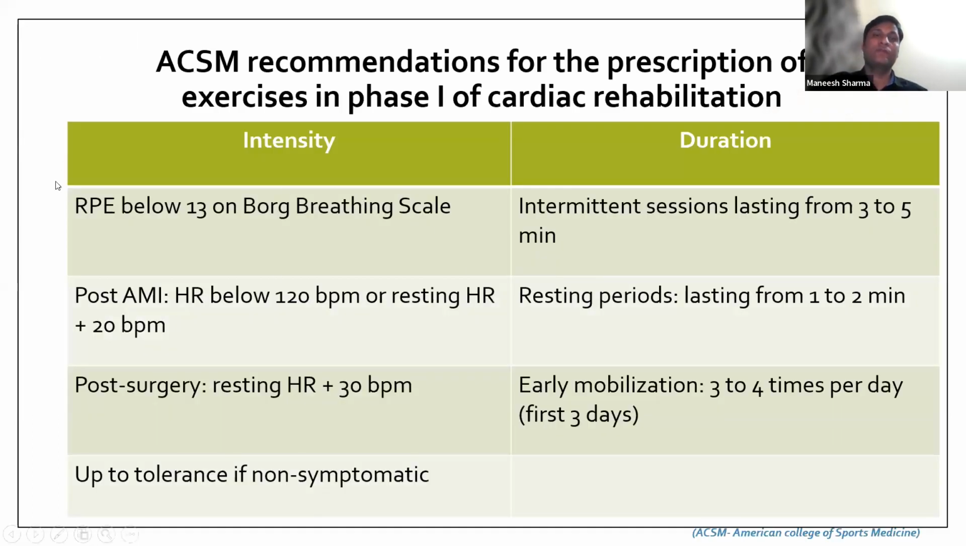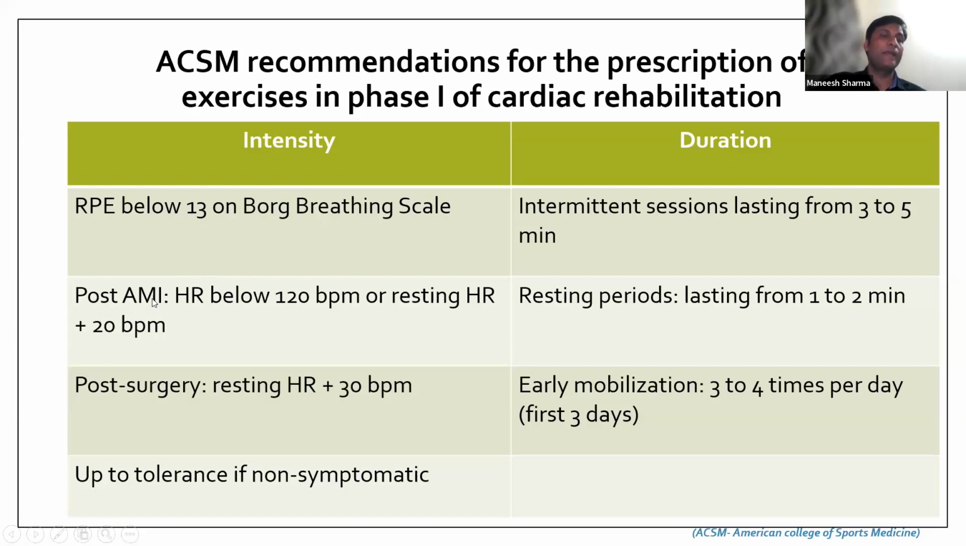There is a recommendation for the prescription of exercise in phase 1 of cardiac rehabilitation, given by the American College of Sports Medicine. It says that the rate of perceived exertion, measured by the Borg scale, should be below 13. If, while the patient is performing certain activities, the rate of perceived exertion is less than 13, the patient can continue with that activity. If it is more than 13, the activity should be stopped and the patient should rest for some time.